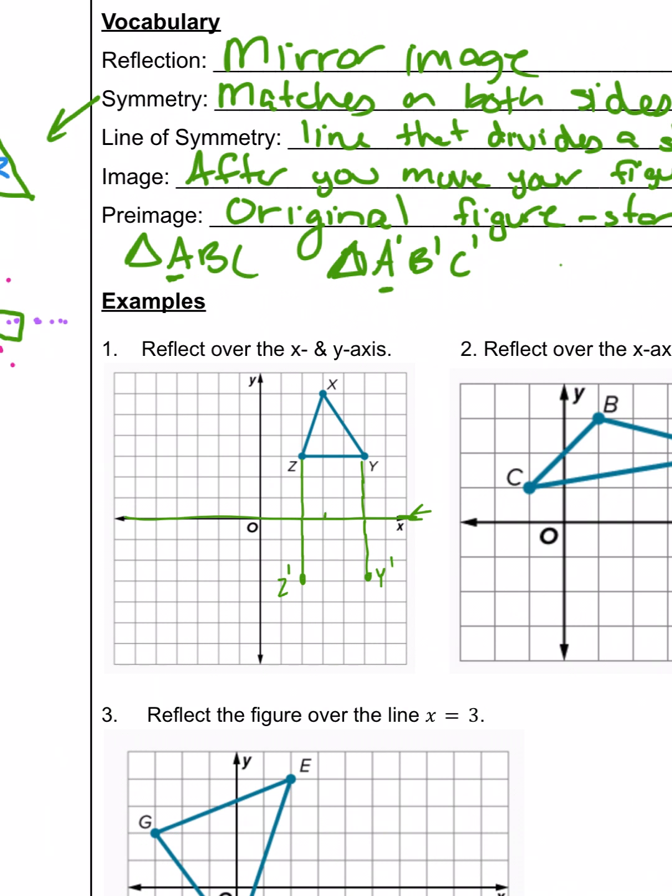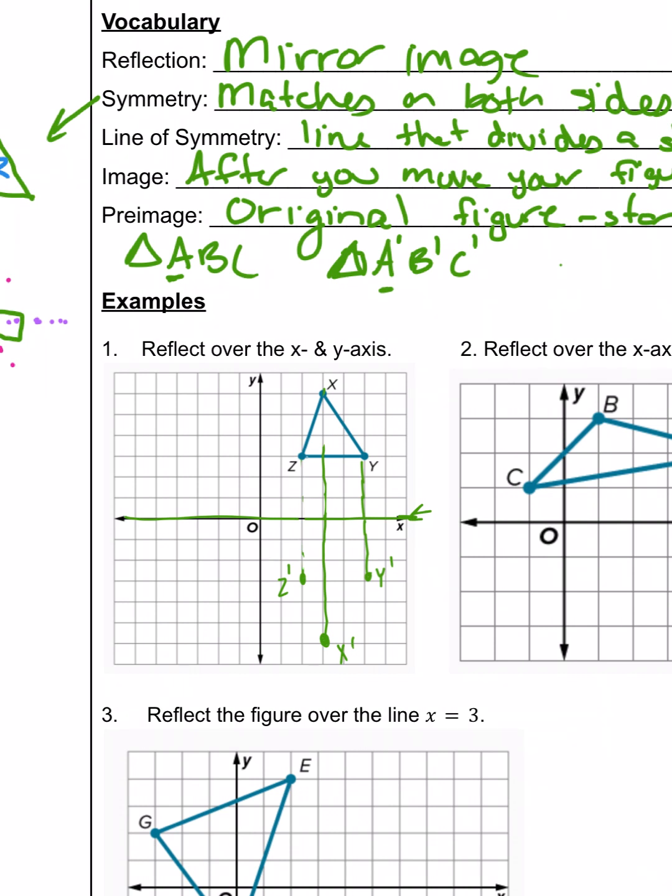And then we count X. X is 1, 2, 3, 4, 5, 6 above. So we go 1, 2, 3, 4, 5, 6 below. And that's going to be our X prime. Now you don't have to draw all those lines I was counting. You can just count the boxes. And if I do that, then those lines won't get in my way.